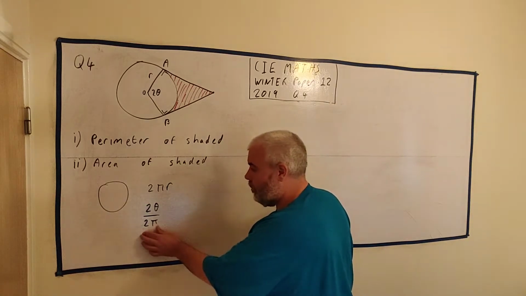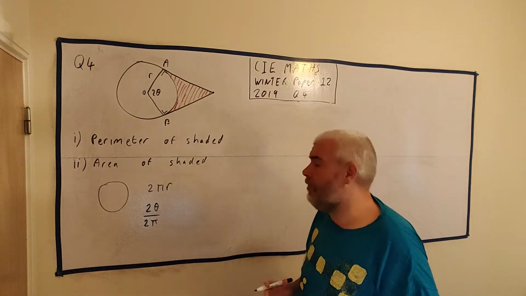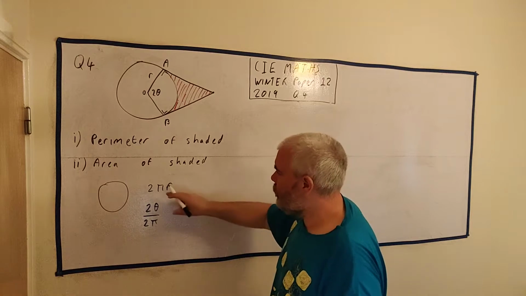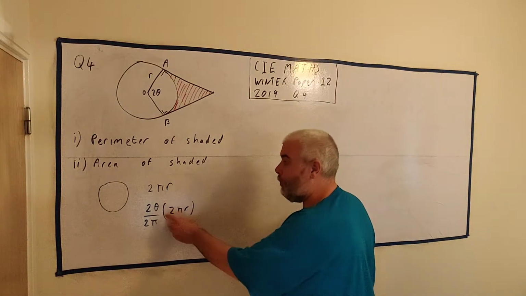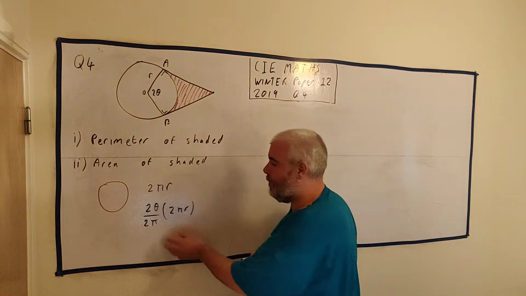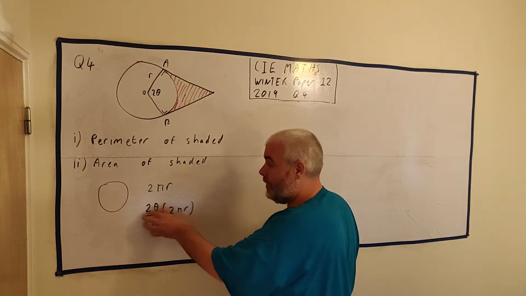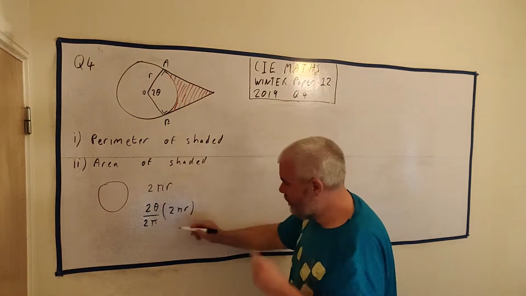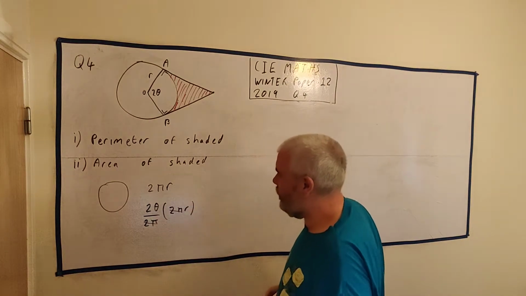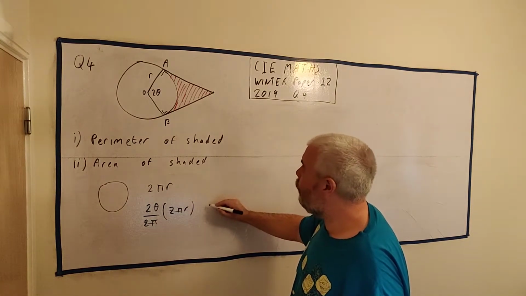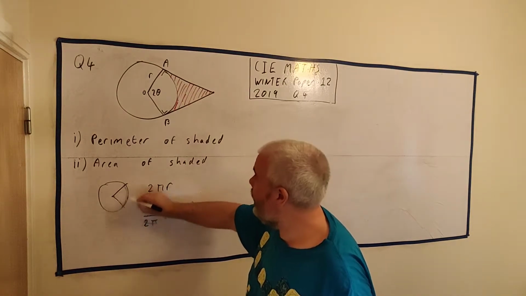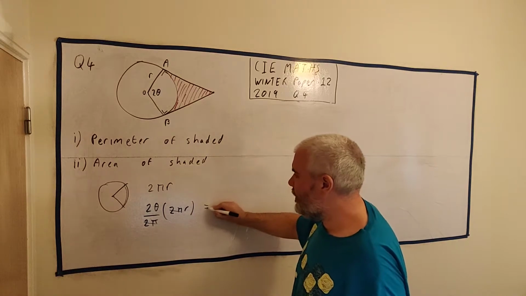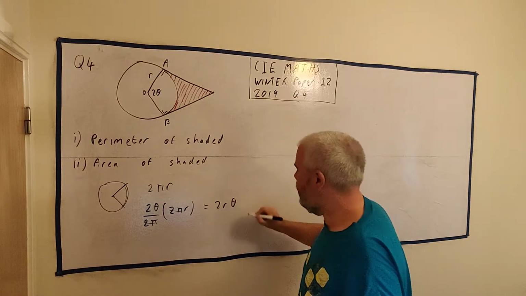So that's the whole circle, and we have 2 theta of the circle. We'll just multiply these together: 2 pi r multiplied by this proportion. Maybe this is a half, maybe it's a quarter, but this proportion of the circle. It works out quite nicely. 2 pi divides the 2 pi, so the perimeter of just this section here is equal to 2 r theta.